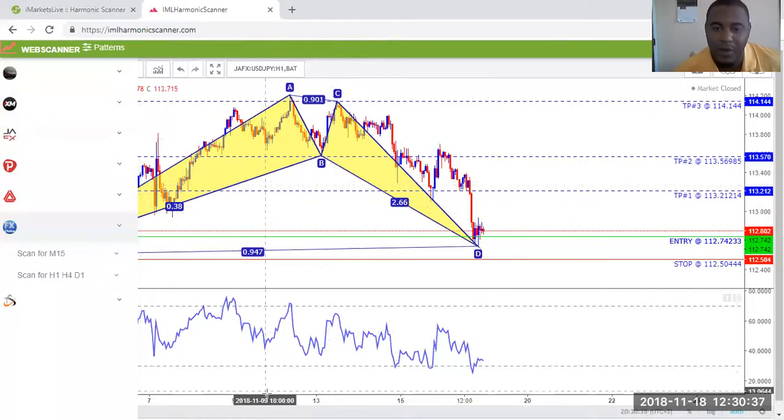That's all I have on the Harmonic scanner. You guys, the information is there. It's just up to you to go and actually find out what you're paying for.